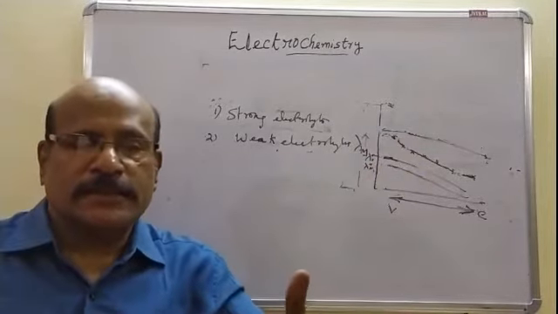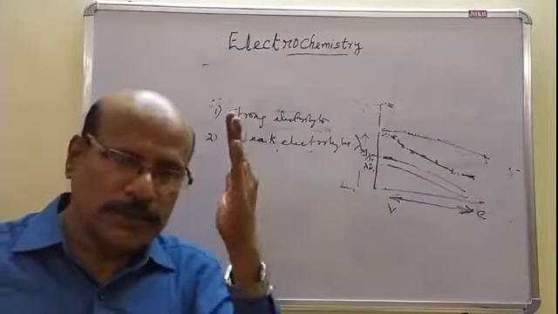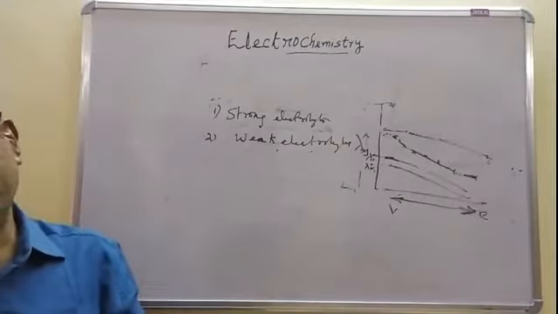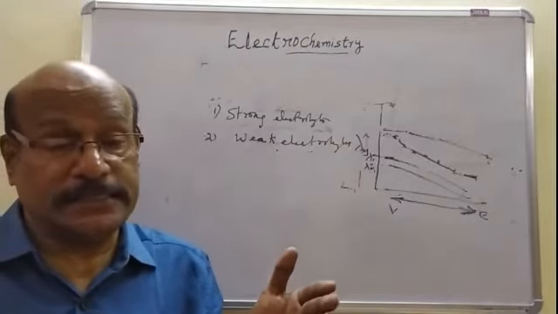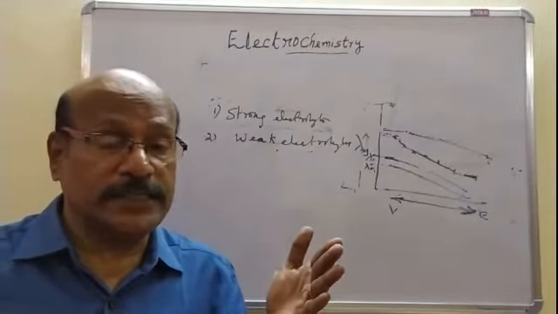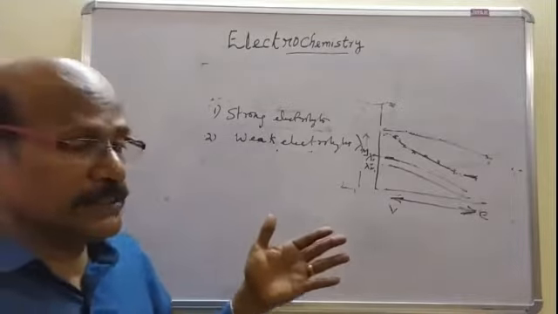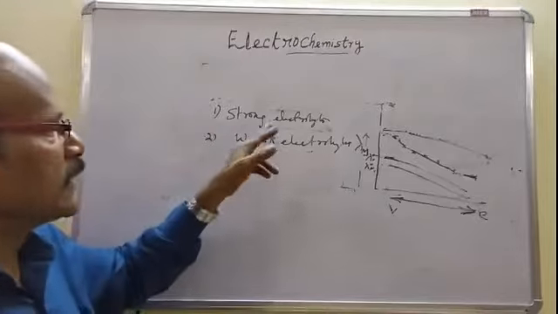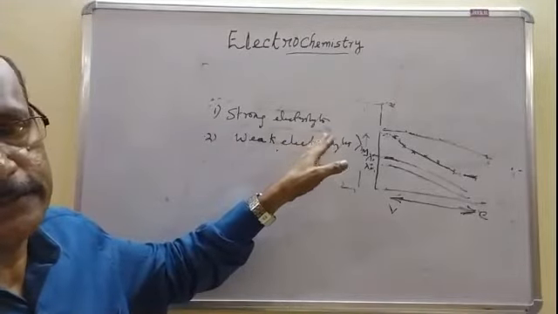All the strong acids, all the strong bases and all the salts come under this category. All the strong acids: HCl, NaCl, KCl, sulfuric acid, HNO3, etc., and all the strong base alkalis, KOH, NaOH, and all the salts come under the category called strong electrolyte.